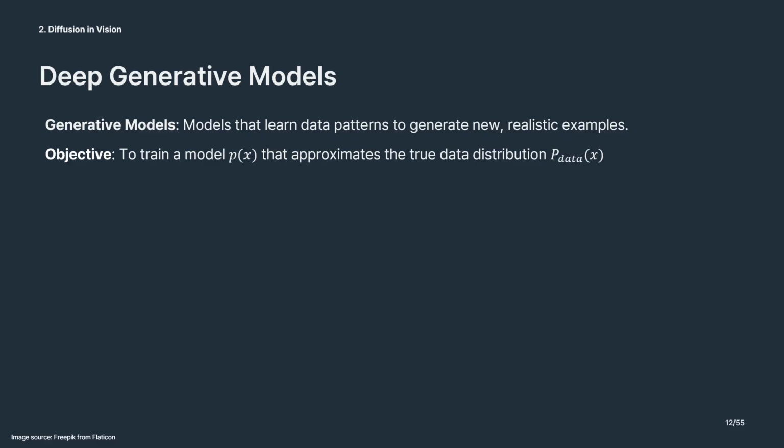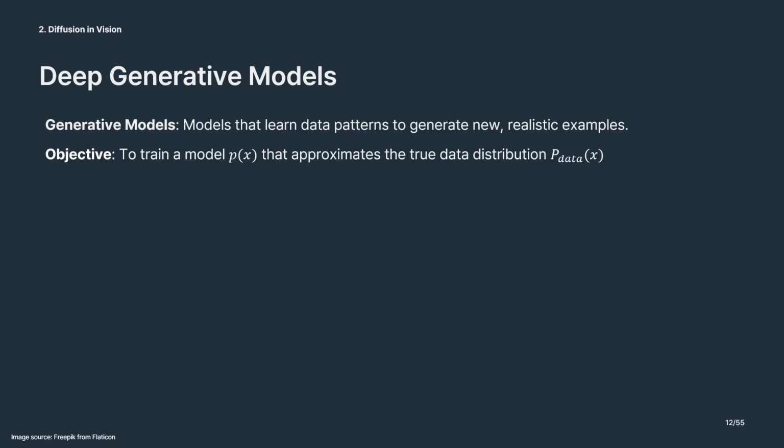Before we dive into diffusion itself, let's first take a step back and talk about what generative models are. Unlike discriminative models, which focus on classifying or predicting labels, generative models are designed to learn the underlying patterns in the data, and use that to create new realistic examples. The main objective here is to train a model that approximates the true data distribution as closely as possible. In other words, we want to generate outputs that look like they came from the original data, even though they were never seen during the training process.